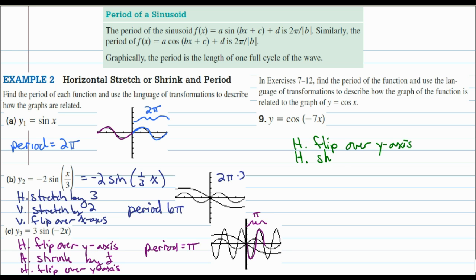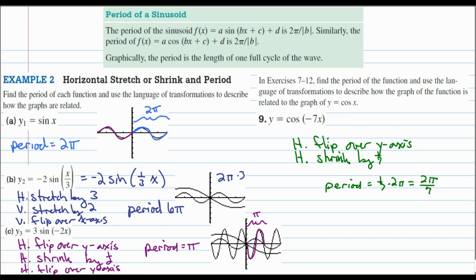The other change will. That is a horizontal shrink by 1/7. So instead of this graph taking up 2 pi to repeat itself, it's going to shrink by 1/7, which means its period is going to be 1/7 times 2 pi, which is going to be 2 pi over 7. I know that's a weird number, but it just means it's going to be shrunk. Basically, there's going to be 7 repetitions between 0 and 2 pi, unlike the natural cosine curve where there would only be 1 between 0 and 2 pi.